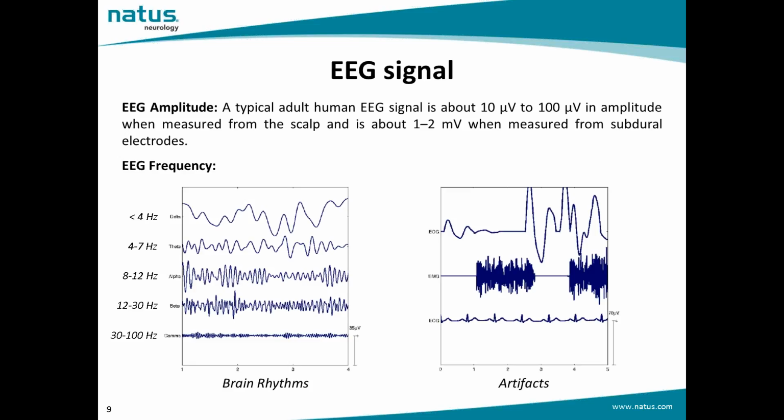EEG waves are classified into 5 different frequency bands. Delta band about 0.5 to 4 Hz, theta band 4-7 Hz, alpha band 8-12 Hz, beta band 12-30 Hz, and gamma band greater than 30 Hz but typically less than 100 Hz.